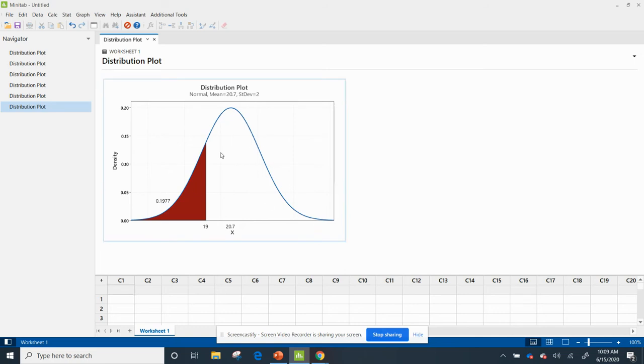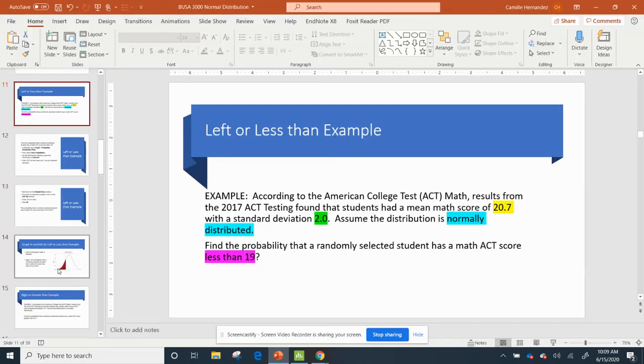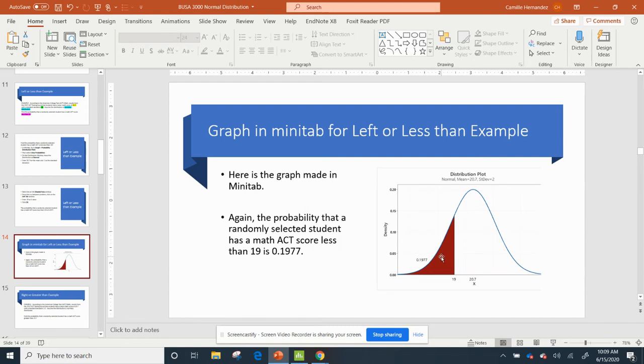And look what it does. It draws the picture for me. So here's the mean. Here's that 19. And the area in red is showing the area below, to the left of. So my answer is 0.1977. So if I go back to the slide, and you can see here I have it for you, it means the probability that a randomly selected student has a math ACT score less than 19 is 0.1977. And again, for the probability, I left it in decimals. If I had said the percentage, I would convert it to a percentage, and it would have been 19.77.